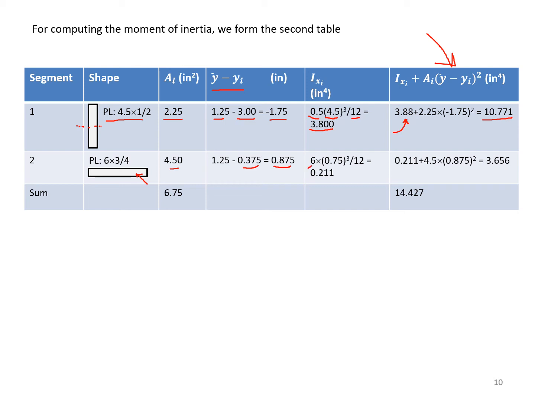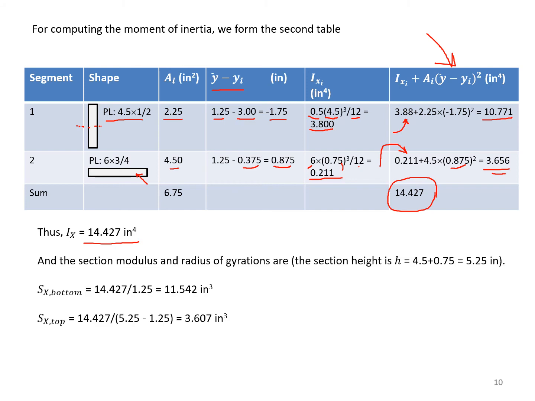So it's 6 multiplied by the thickness cubed divided by 12, and it's only 0.211. You can put it in the equation, area multiplied by the distance we computed, and we get the value equal to this. Now, therefore, this is the total moment of inertia. So, in summary, our moment of inertia is 14.427.